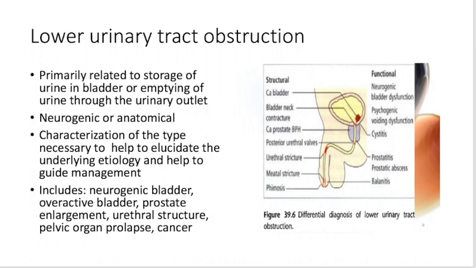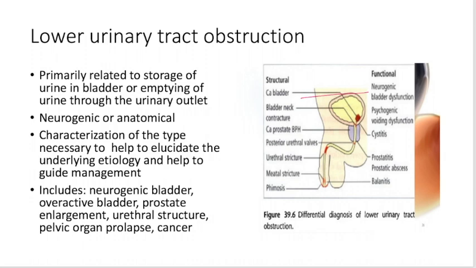So when we look at a lower urinary tract obstruction, it's related to usually issues with the bladder emptying the urine through the urinary outlet. We're looking at maybe a neurogenic or an anatomical issue. This would include neurogenic bladder, overactive bladder, prostate enlargement, urethral stricture, pelvic organ prolapse, cancer. Again, we pretty much say below the bladder for our lower urinary tract obstruction.